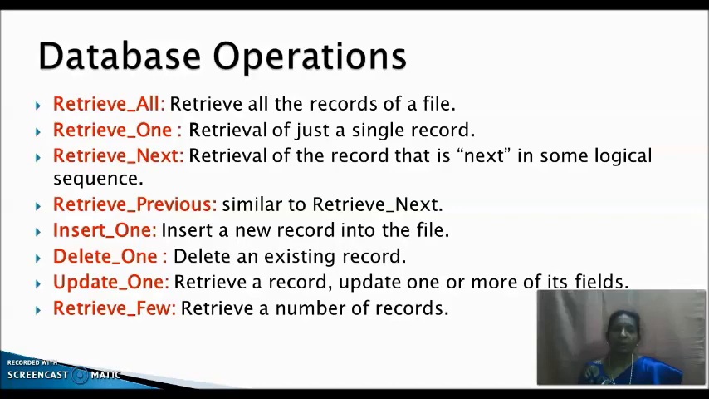So we have retrieve all, retrieve one, retrieve next, retrieve previous, insert one, delete one, update one, retrieve few operations in database. Retrieve all means we are able to retrieve all the records of a file. Retrieve one, from the name itself we can say that we can retrieve only one record. Retrieve next. It means it will retrieve the next record in some logical sequence. Retrieve previous, it will retrieve the previous record in some logical sequence.